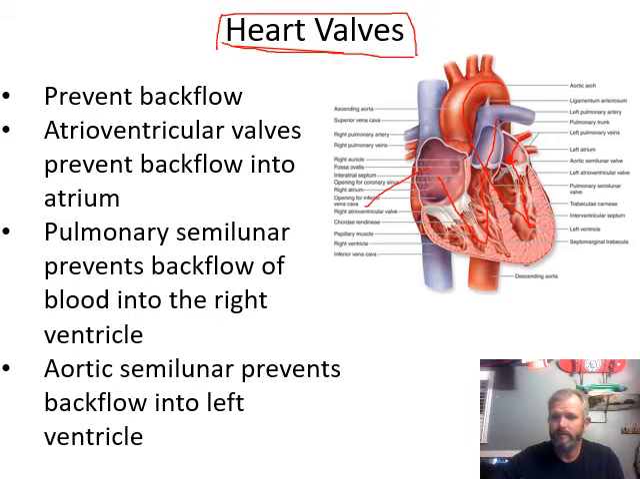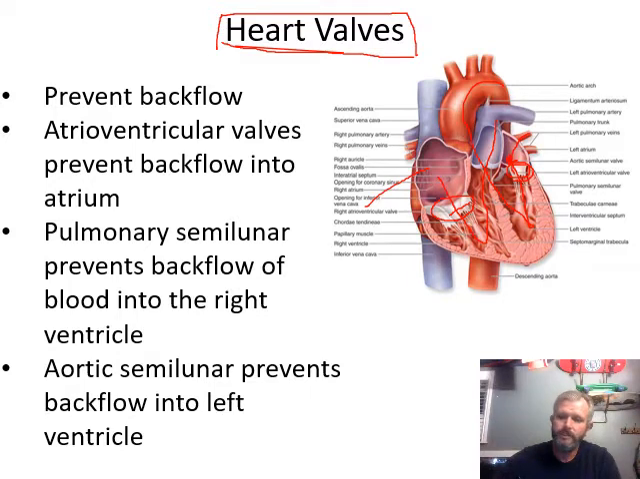Two valves are called our atrioventricular valves, our right AV valve and our left AV valve. You might know those as the tricuspid for the right and bicuspid for the left, and the left AV valve is also known as the mitral valve. Remember, we want the blood flowing from atria to ventricles, and ventricles out to the aorta. We don't want it flowing in a backwards direction. That is what the heart valves are there for. They're preventing the backflow of blood.